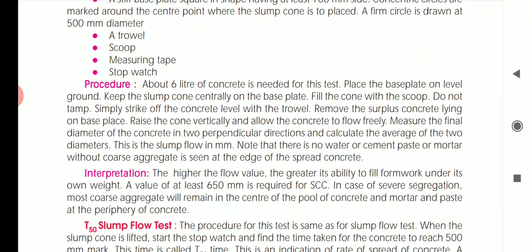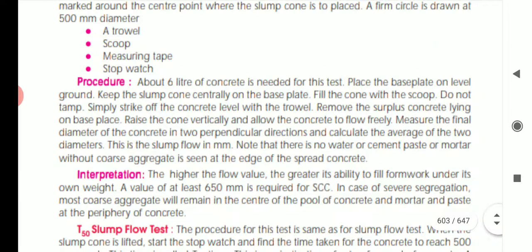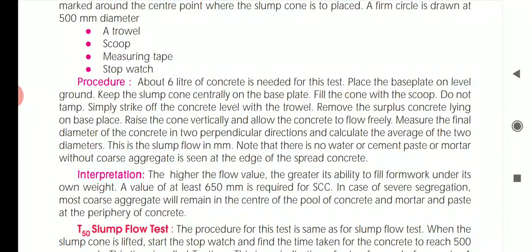First, place this slump cone on this plate, and fill the cone with the help of a trowel. Remove the surplus concrete by laying on the base. Whatever surplus concrete is present, remove it. Raise the cone vertically and allow the concrete to flow freely. Then the concrete starts spreading on the plate.